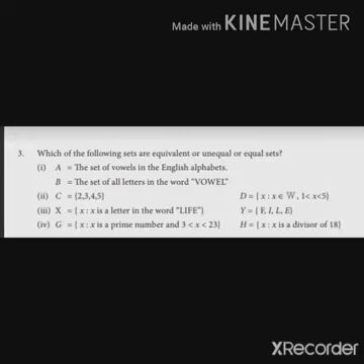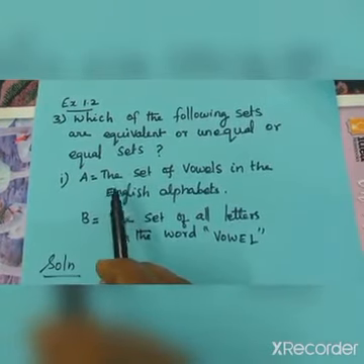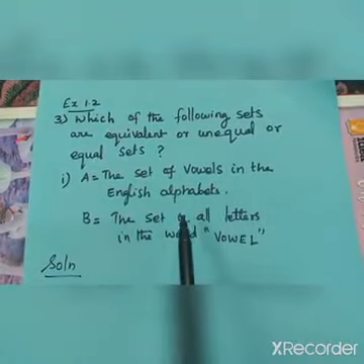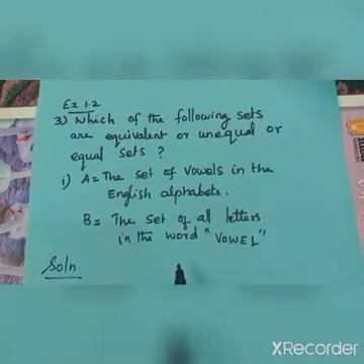Let's write the question. Which of the following sets are equivalent or unequal or equal sets? First subdivision: A is the set of vowels in the English alphabet and V is the set of all letters in the word vowel. Okay, let us do.